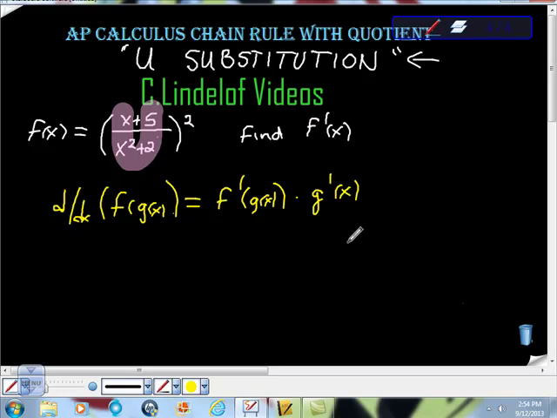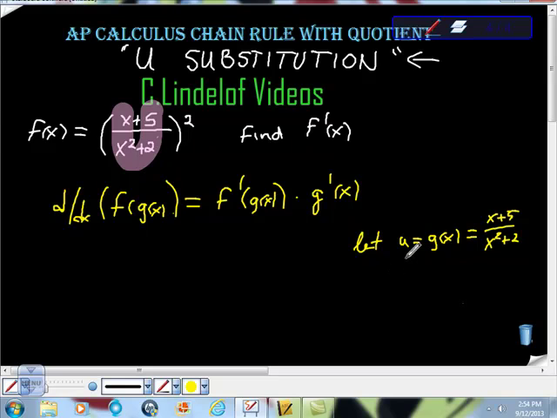This part right here is the derivative of the outside function. This means the derivative of the inside function. So that's what we're going to do. I'm going to use u substitution. Let u equal g of x, and let g of x equal that inside piece, that inside function, which is (x plus 5) over (x squared plus 2), right?